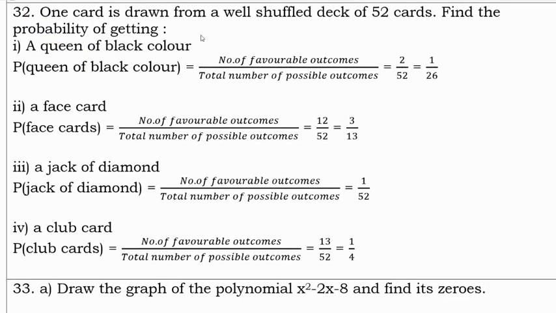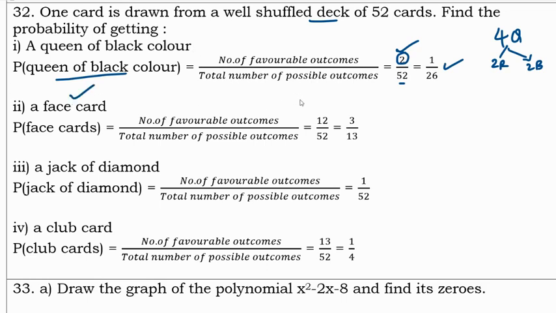32nd question. One card is drawn from a well shuffled deck of 52 cards. Find the probability of getting a queen of black color. Actually we have four queens, of which two are red queens and two are black queens. Here they're asking only for the queen of black color. We have 2 out of 52, so the answer will be 1 by 26.